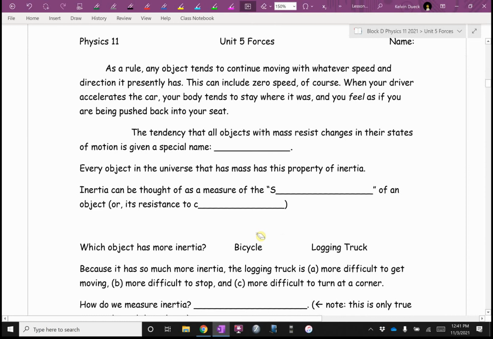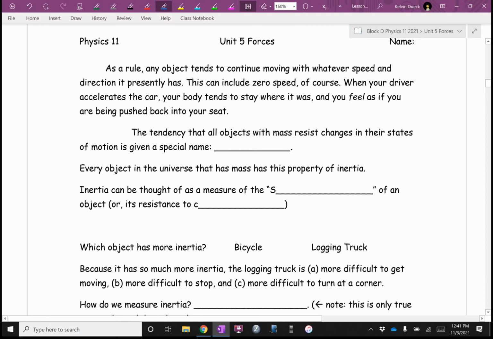As a rule, any object tends to continue moving with whatever speed and direction it presently has. This can include zero speed, of course. So if you're at rest, you'll probably tend to remain at rest. When your driver accelerates the car, your body tends to stay where it was, and you feel like you're getting pushed back into your seat.